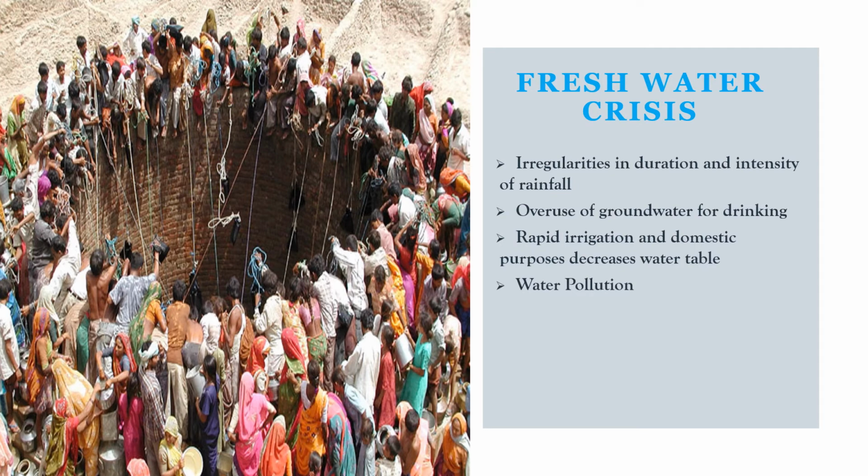Water pollution is a main problem related to the freshwater crisis. The problem of pollution of many groundwater sources has made them unfit for consumption. Rivers and streams have long been used for discharging waste.